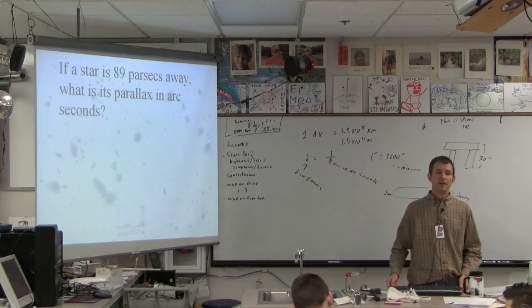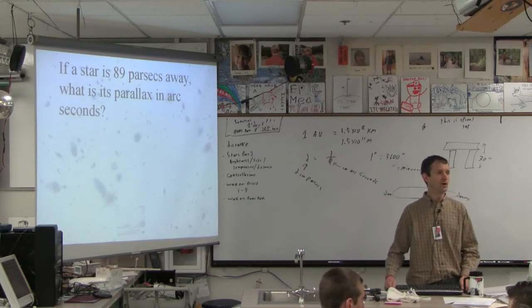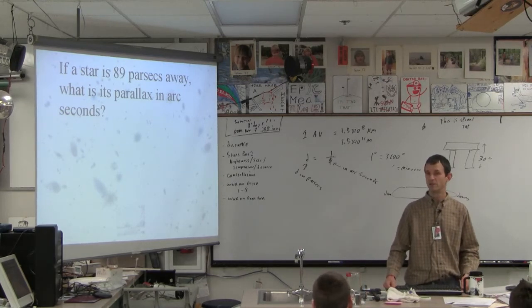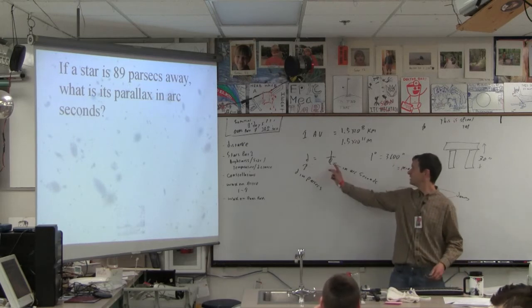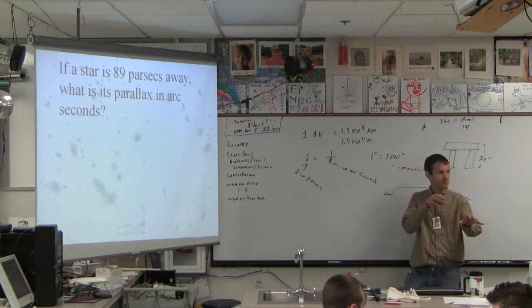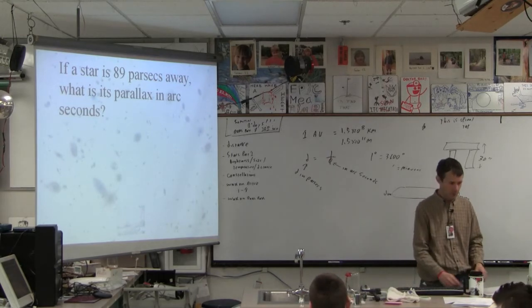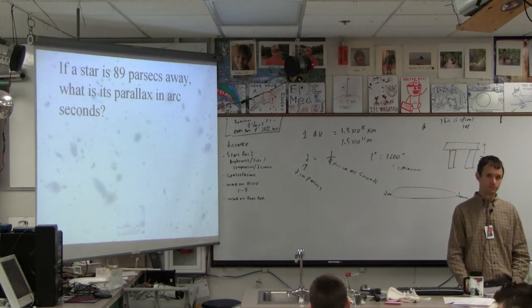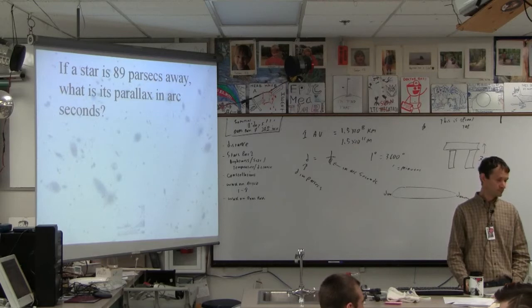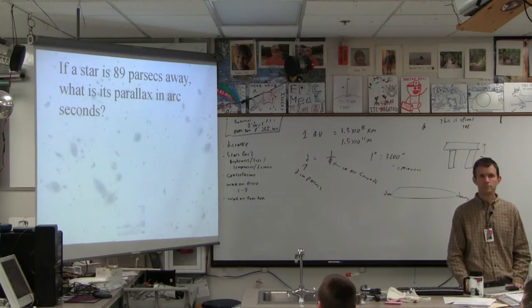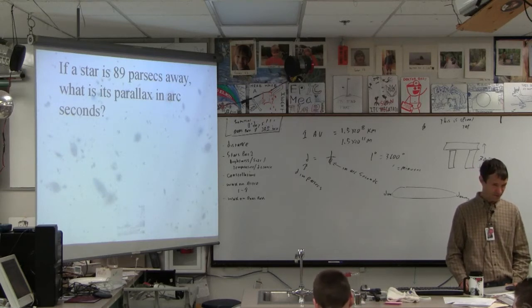Are we ready for the next one? If a star is 89 parsecs away, what's its parallax angle in arcseconds? So now I'm telling you the distance. One over that, I believe. No, not even one over that. It's just 1 over 89. That's it? It's that easy. Yeah, it's that easy.